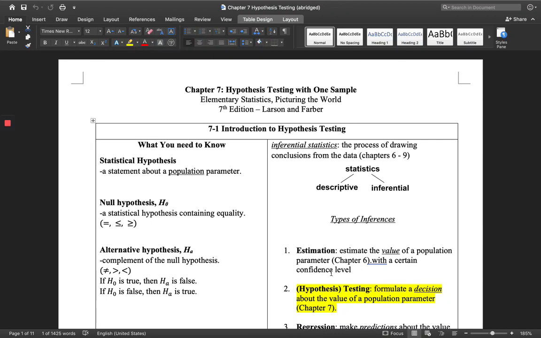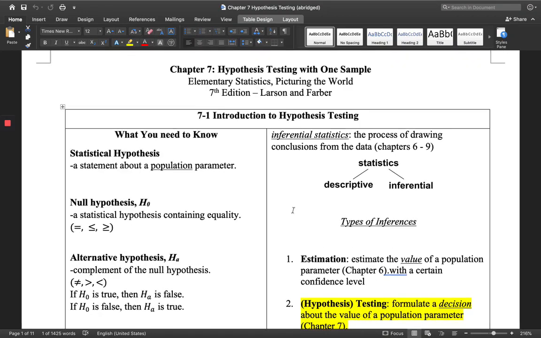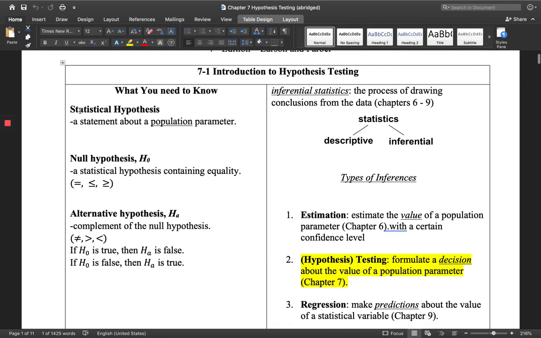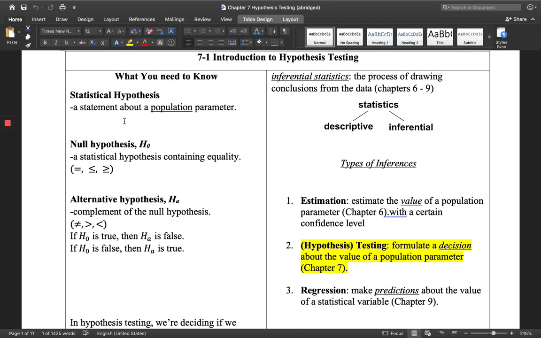Let's get started. This is chapter 7.1, Introduction to Hypothesis Testing. And here's what you need to know. First of all, what is a statistical hypothesis? A statistical hypothesis is a statement about a population parameter.